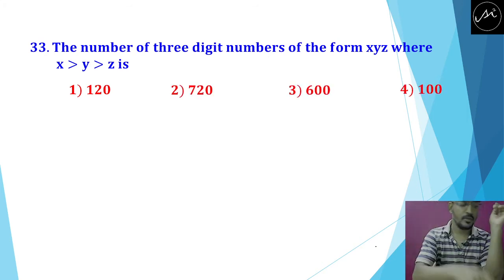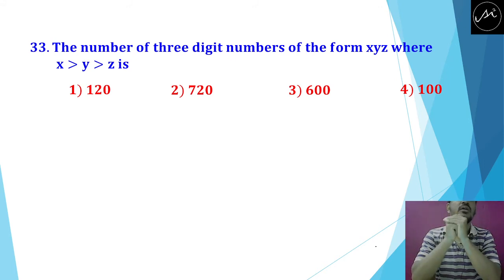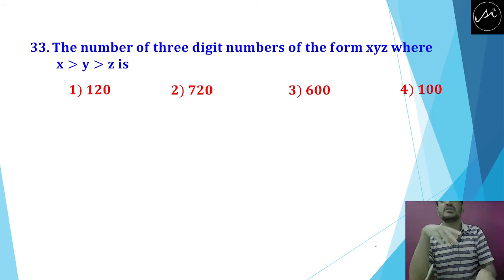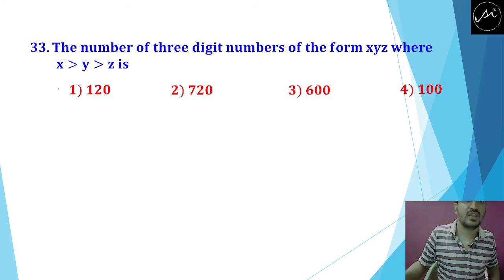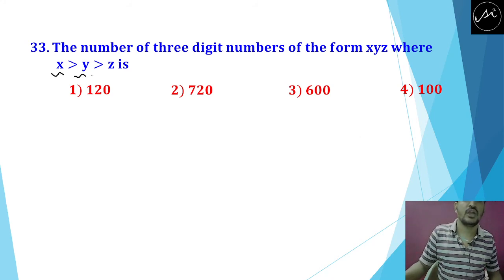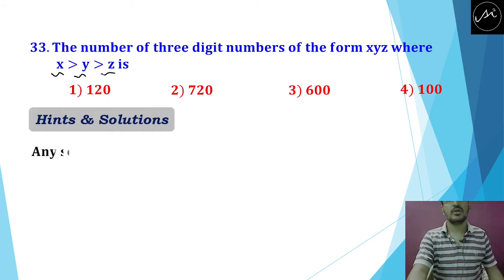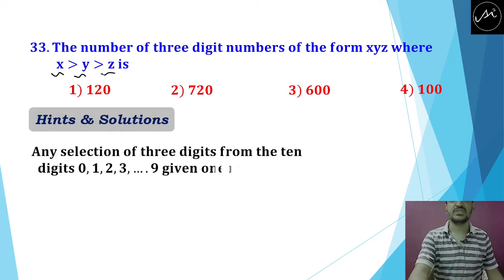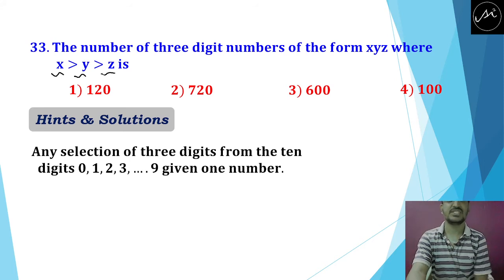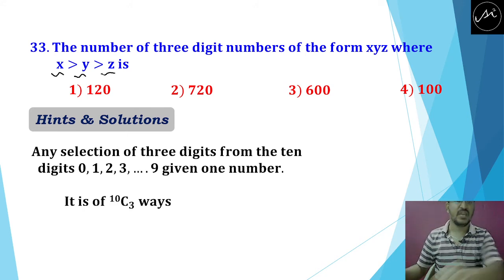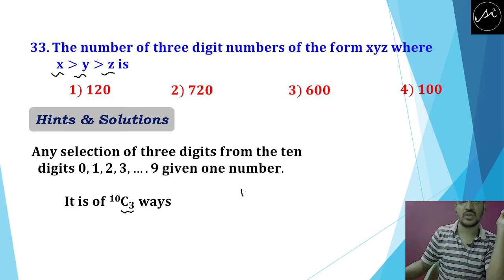Now I will go for problem number 33. The number of 3-digit numbers of the form XYZ where X is greater than Y and Y is greater than Z. So that is any selection of 3 digits from 10 digits 0 to 9 gives one number. So totally you have 10C3 ways to select 3 digits from 10, so that it will be 120.